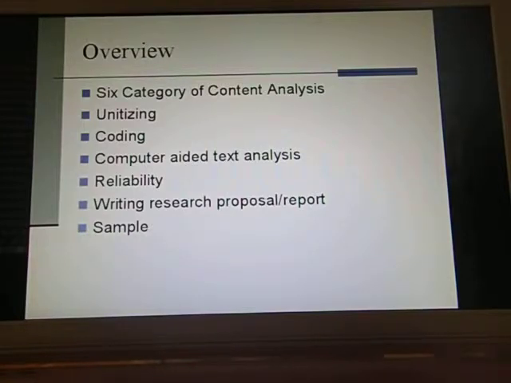We're going to review the last 5 weeks, and that includes the 6 categories of content analysis: unitizing, coding, computer-aided text analysis, reliability, and writing research proposals and reports. Then we're going to talk about a sample article and how well it actually utilizes all these different aspects of content analysis, and how good the actual analysis was.